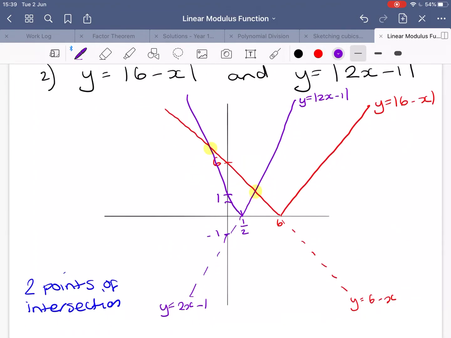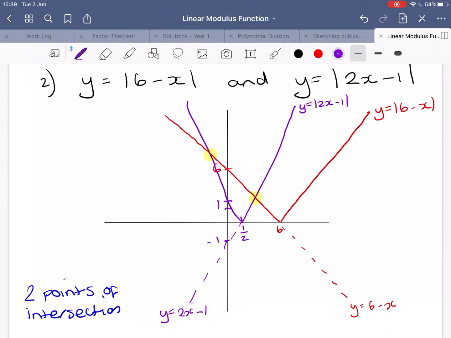Okay, here we go, got two modulus curves to draw. So again, think about what y equals 6 minus x is going to look like. It's going to cross at y equals 6 and x equals 6 for the two axes. Okay, but again it gets reflected.